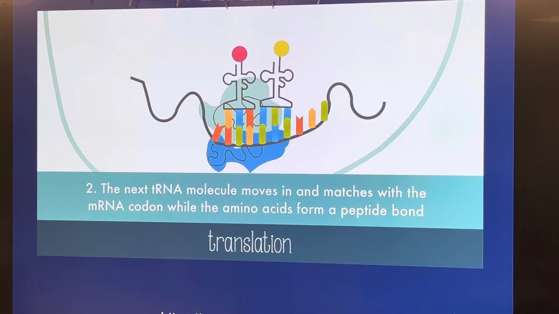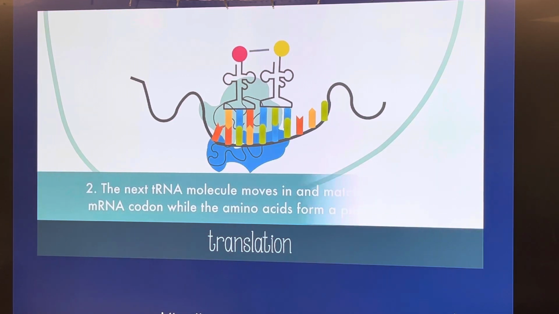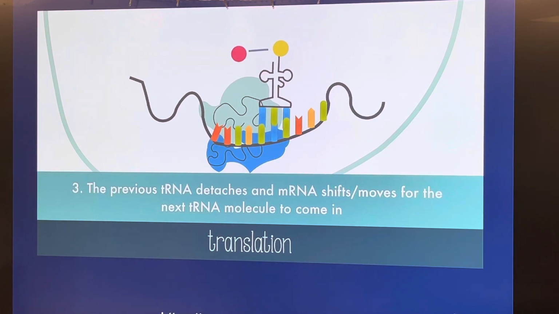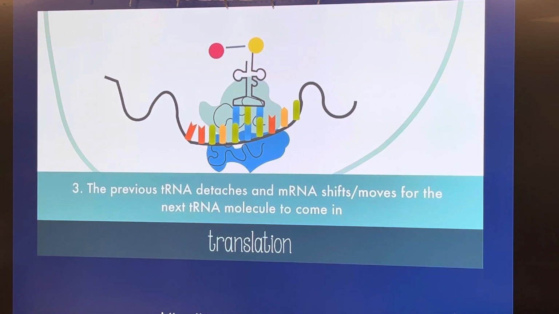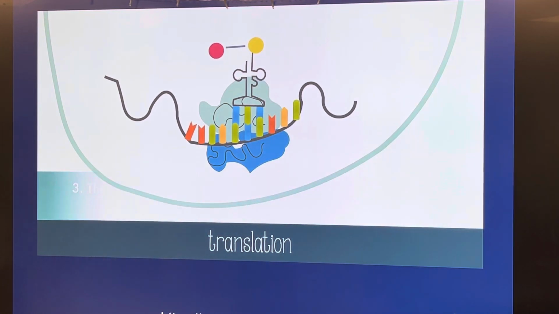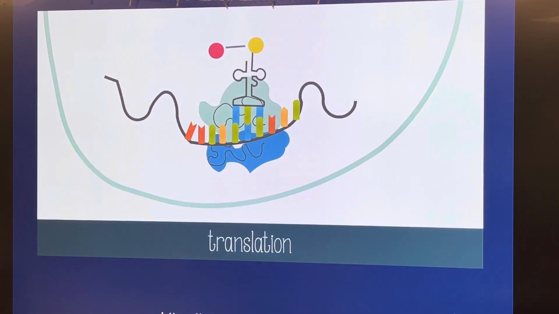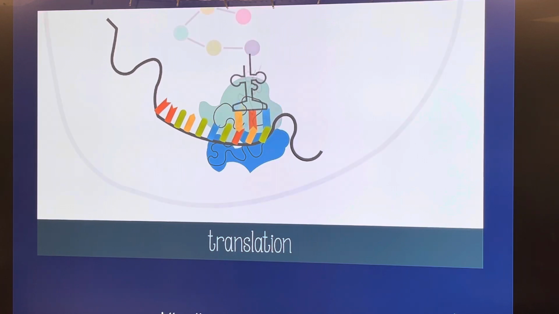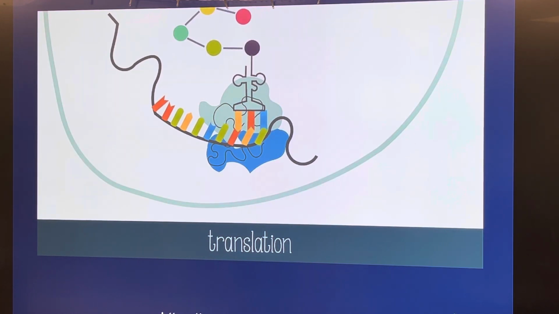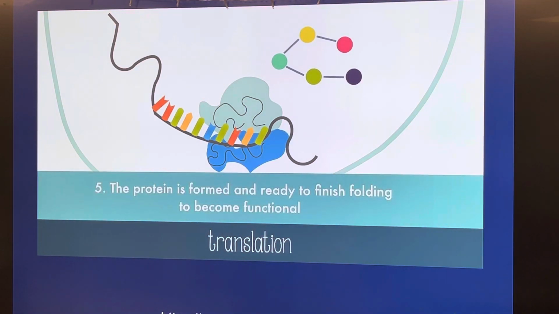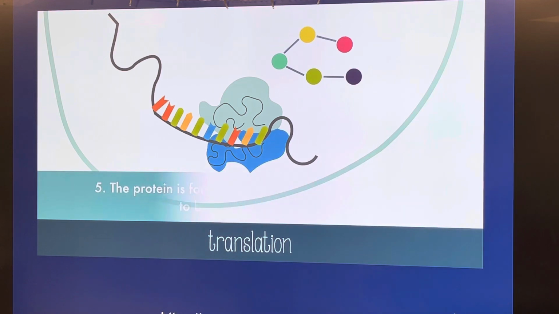This time, the amino acids form a peptide bond and link together. Then the first tRNA can detach and the mRNA shifts through like ticker tape, and the next tRNA molecule can come in. The protein grows until a stop codon is reached. Once the stop codon is read, the protein is formed and ready to finish folding to become functional. And that's the end of protein synthesis.